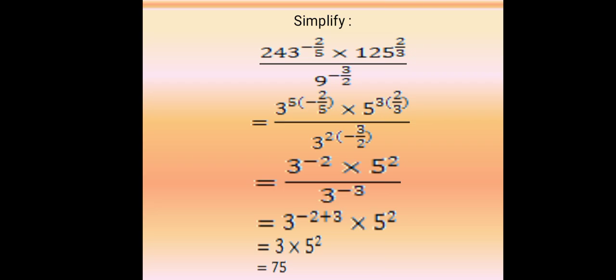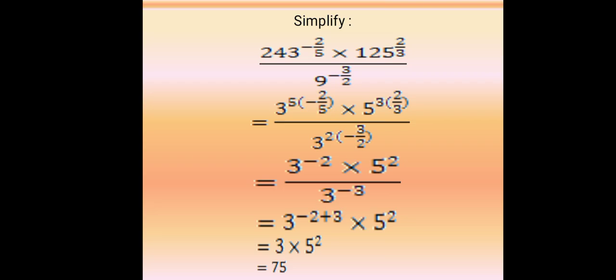Simplify. 243 raised to the power of negative 2/5 multiplied by 125 raised to the power of 2/3 divided by 9 raised to the power of negative 3/2. How do you simplify? Now we can write all those figures to the base of 3.